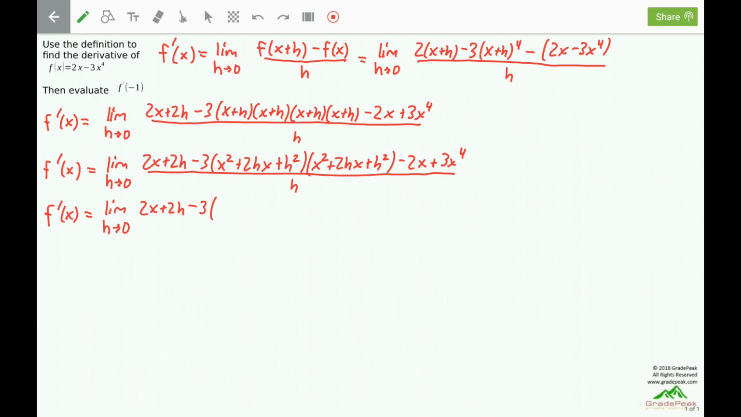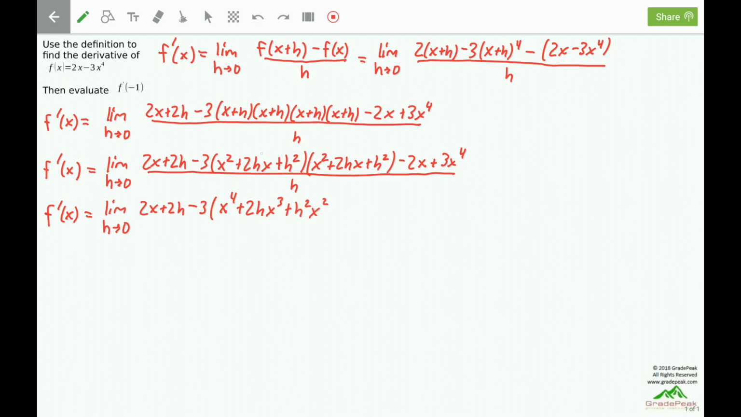In order to do this methodically, let's just take the first term, x squared, and multiply it times each of the terms in the other expression. X squared times x squared, that's x to the fourth. X squared times 2hx, that's going to be a 2hx cubed. And then x squared times h squared, that's going to be an h squared times x squared. Okay, so there's the first 3 terms.